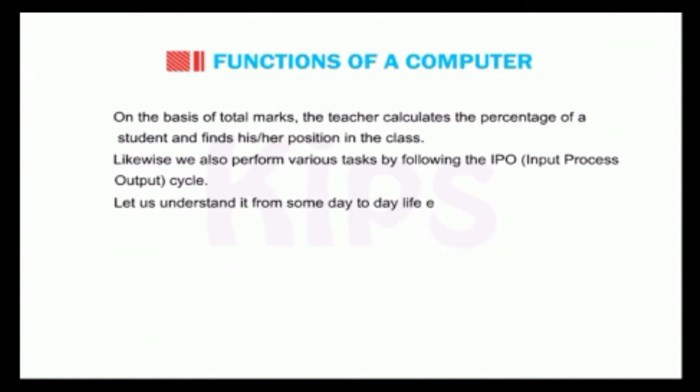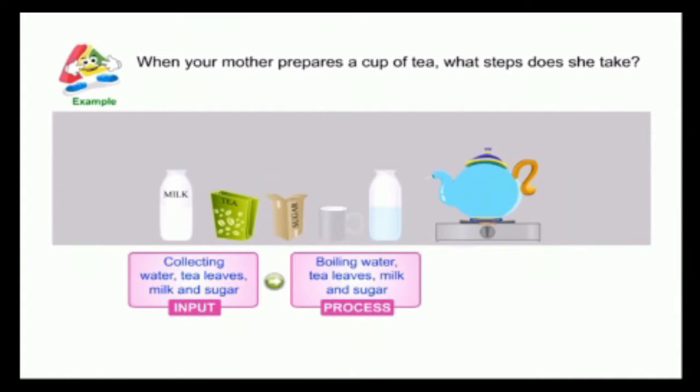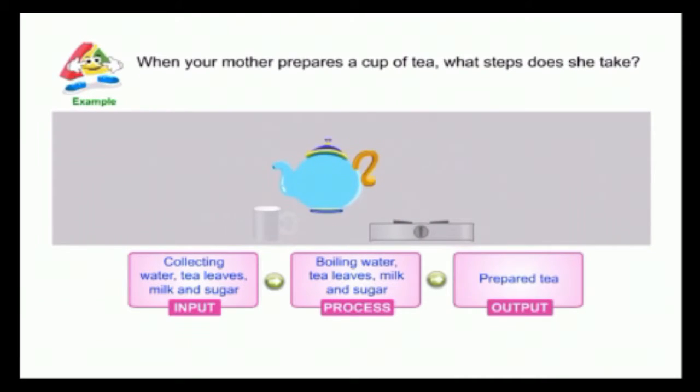Let us understand it through some day-to-day life examples. What steps does your mother take when she prepares a cup of tea? Input. Water, tea leaves, milk and sugar are the input. Next is process. Boiling water, tea leaves, milk and sugar is the process. Next you get the tea, prepared tea as the output, that is the result.